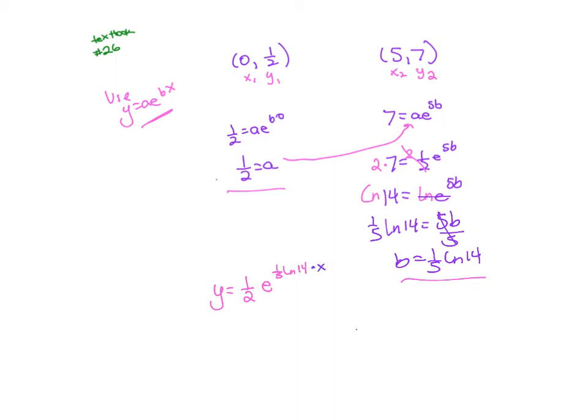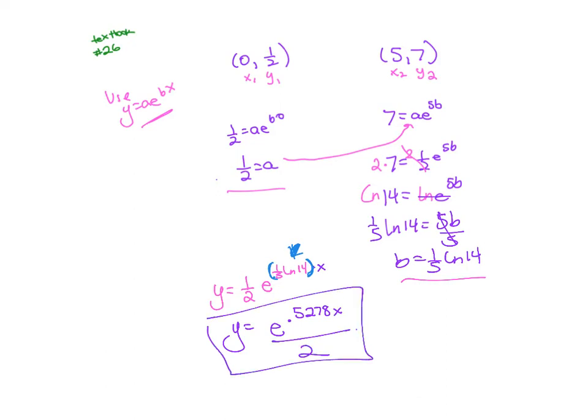Now, just so you're aware, in WebAssign, it wants you to go ahead and evaluate this by plugging it in a calculator. Okay, so you can go ahead and do that, and then what you'll find the answer to be is y equals e to the 0.278x, and then over 2. So that would be the answer in WebAssign.